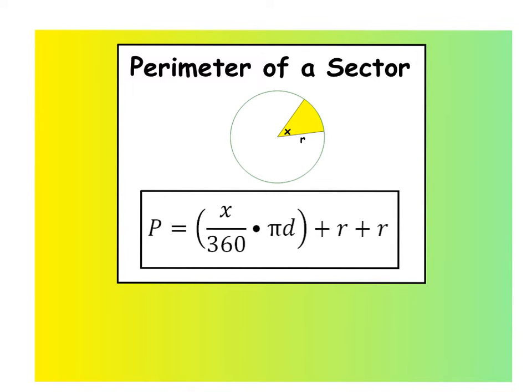So our formula is the perimeter of a sector is x over 360, where x is the degree of our sector out of the full circle, 360, times the circumference, pi d, plus radius again.